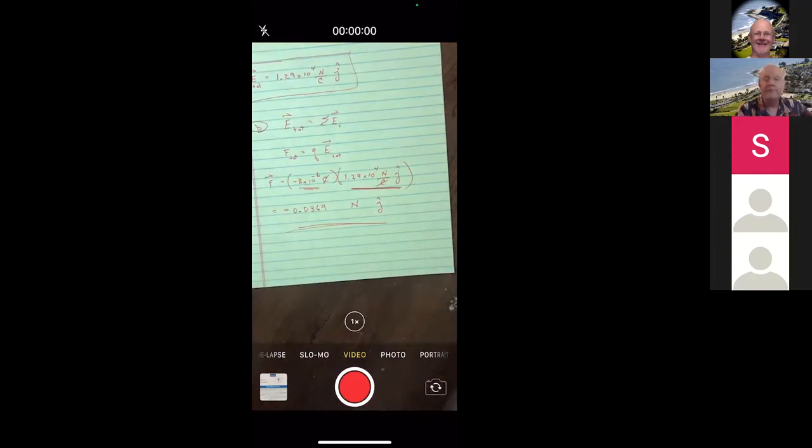If the field is pushing up, then why is the force pushing down on it? No. The field is pointing up. The force is down.